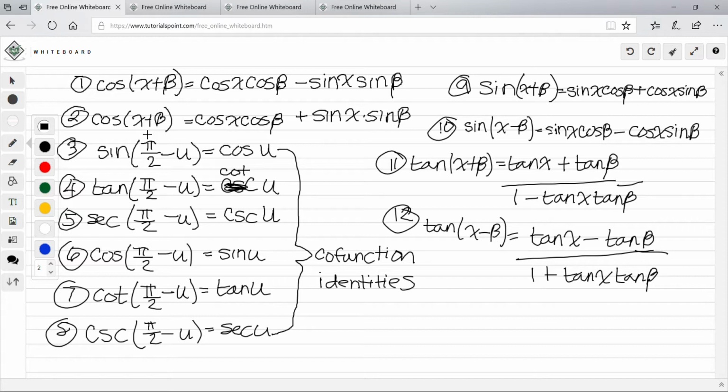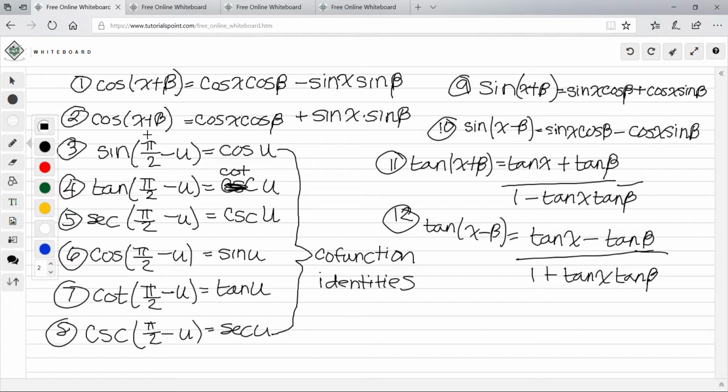Number 9 is the sine of sum, which is sine of alpha plus beta equals sine of alpha times cosine beta plus cosine alpha times sine of beta. Number 10 is the sine of difference, which is sine of alpha minus beta equals sine alpha times cosine beta minus cosine alpha times sine beta.